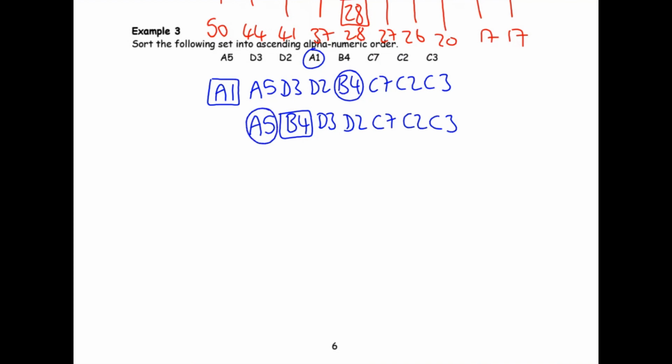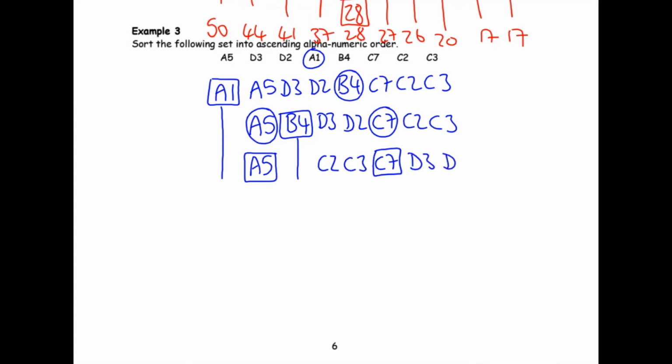I've got 2 sublists, so I choose A5 to be a pivot, and I choose C7 to be my pivot of this list of 5. A5 is just a list of 1, so that's in the correct place. On this list, I'm going to put anything that comes before C7 on the left. So D3 and D2 would be after C7, so I don't write those in yet. But C2 and C3 will come before. Then C7 is in the correct place, and then I've got D3 and D2.